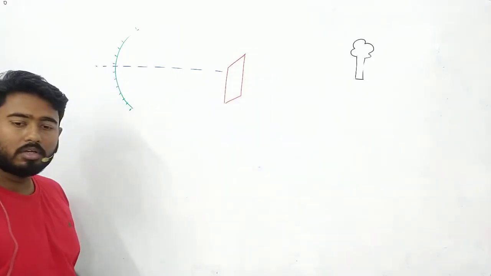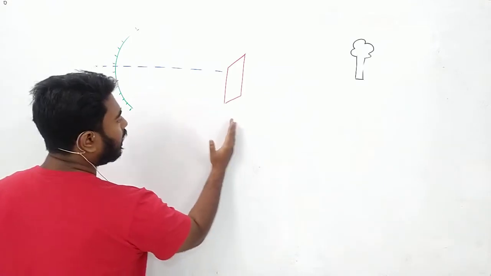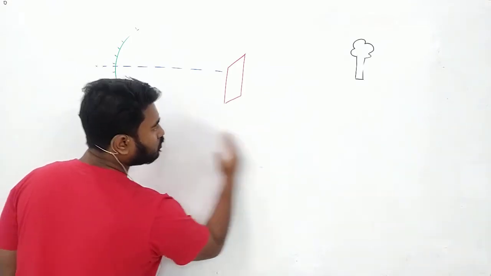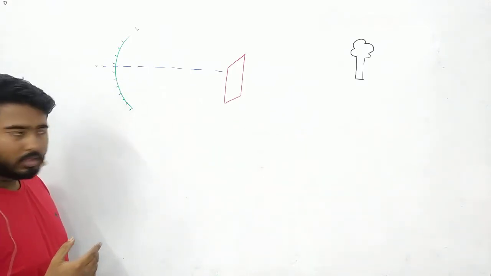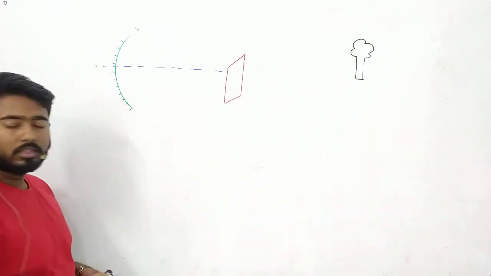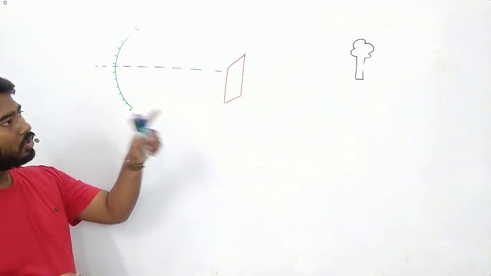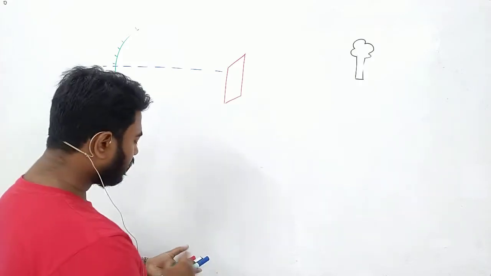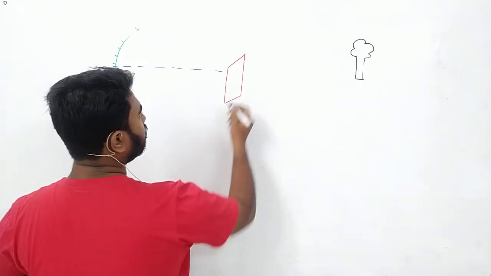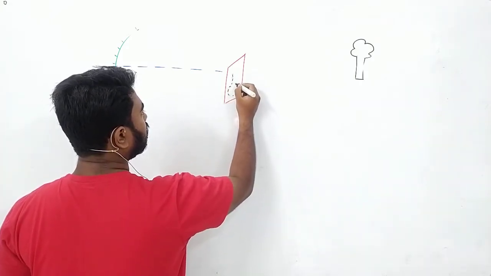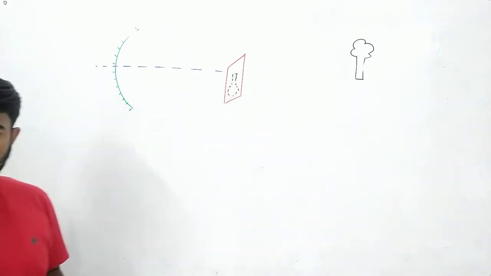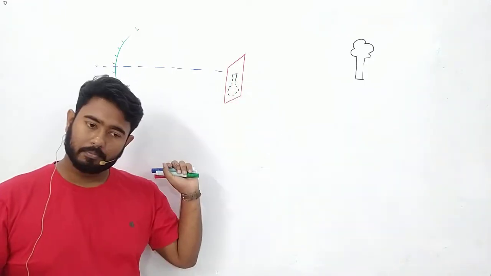This is a piece of paper and I will move this piece of paper close to or away from the mirror. I will be able to see the image of the tree. What will I be able to see? I'll be able to see the image of the tree. It will look inverted, it will look like this.